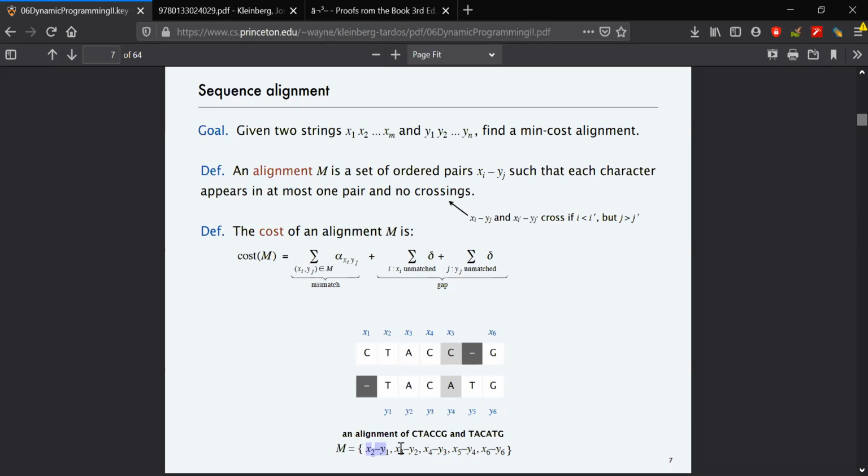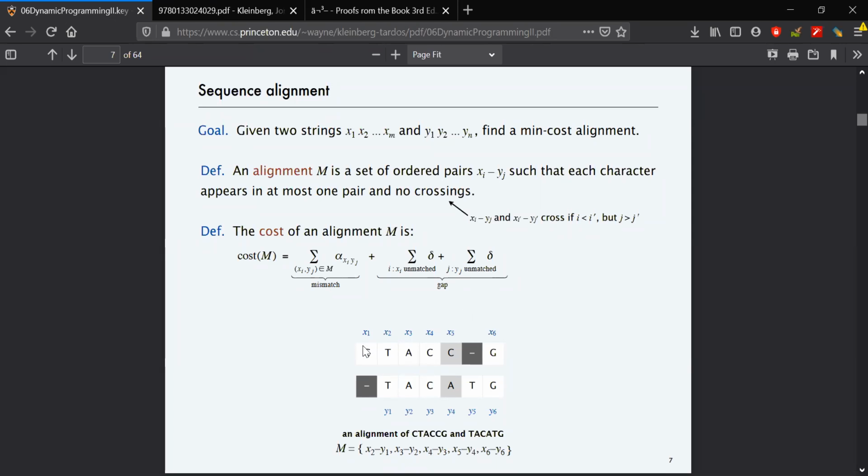X3 gets matched with y2, and so on. So what we are talking about intuitively, we have just given it a definition. We have called it an alignment, and I think this makes sense. And cost is going to be the total number... again, for us, alpha is going to be fixed. So it's going to be the total number of mismatches plus total gaps.